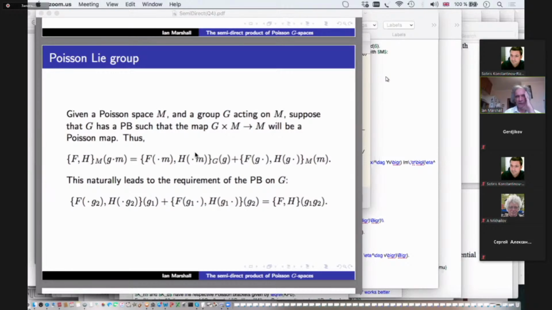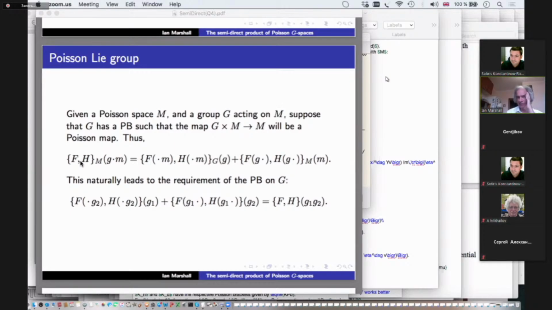So a Poisson Lie group is a very natural structure on a Lie group, which emerges as soon as we ask: suppose we have a Poisson space M, and we have a Lie group acting on M, and we suppose that this Lie group has a Poisson bracket, so that the map defined by the action will be a Poisson map. And that condition is written here.